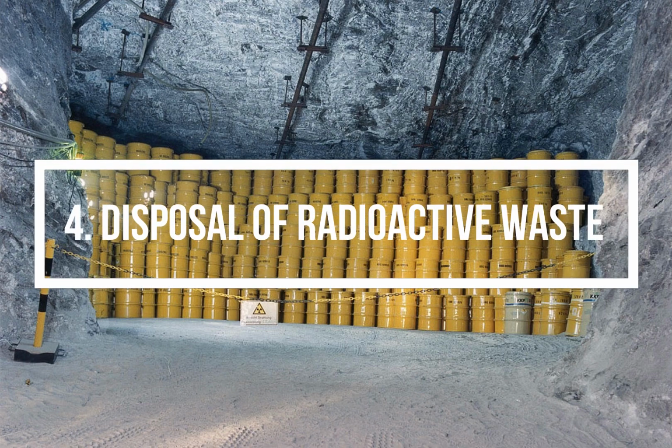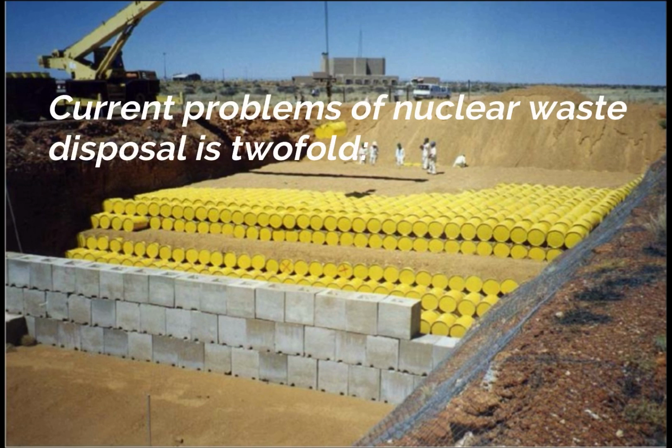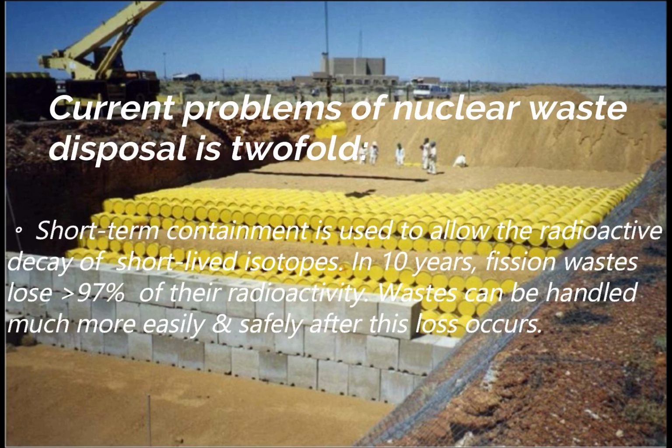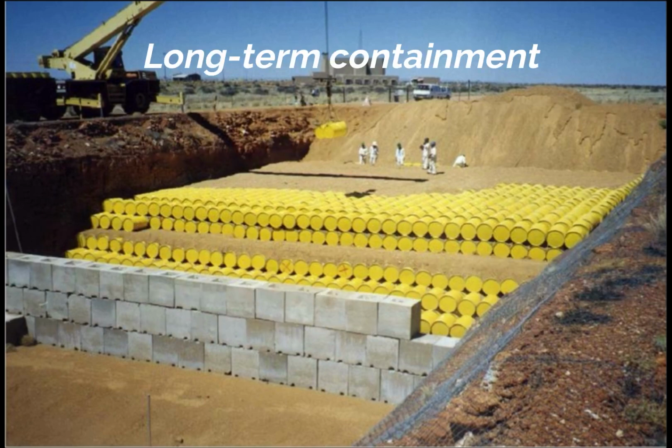Number 4. Disposal of radioactive waste. Current problems of nuclear waste disposal are twofold. Short-term containment is used to allow the radioactive decay of short-lived isotopes. In 10 years, fission waste loses more than 97% of its radioactivity. Waste can be handled much more easily and safely after this loss occurs.